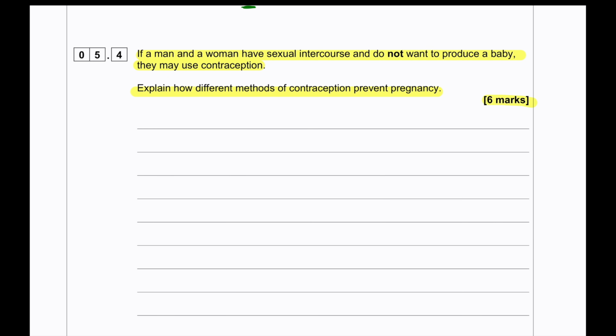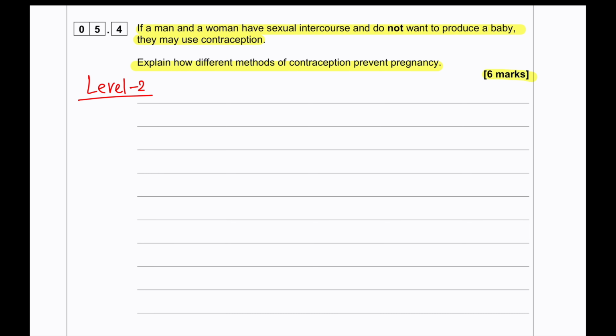To get a level 2 answer, we have to have a scientifically correct and logically linked answer. So there are a few methods of contraceptives. For each one of them, we can mention 2 points and move on. Starting with oral contraceptive. It contains hormones, either estrogen or progesterone, to prevent a follicle from maturing or from ovulating.